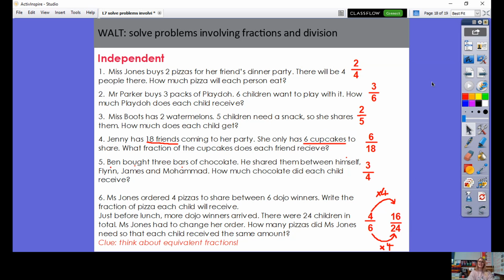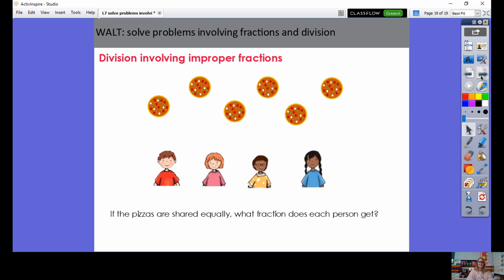Let's just have a look at a little question that's going to help us with our learning as we go forward. So if the pizzas are shared equally, what fraction does each person get? So this time I have 1, 2, 3, 4, 5, 6 pizzas and 4 children. So remember, my whole number that is being shared goes on the top, and then how many it's being shared between is the denominator. So what would my fraction be to represent this problem?